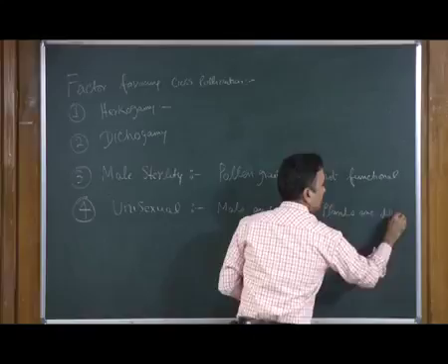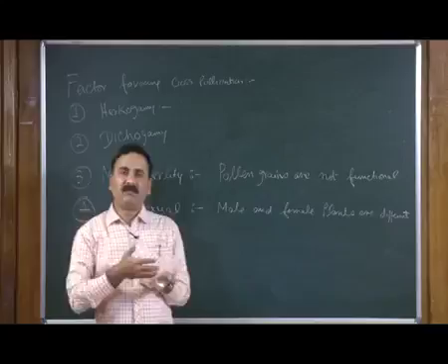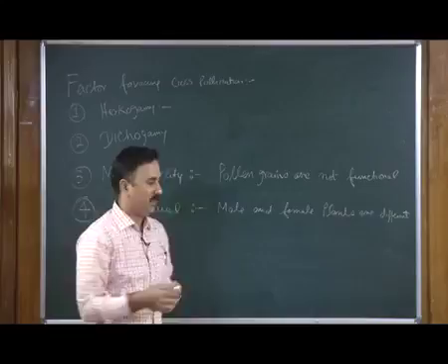So in these cases, the male flower is present on the male plant and the female flower is present on the female plant, and in these kinds of cases self-pollination is not possible. So these kinds of plants have to go for cross-pollination. The example is the papaya.